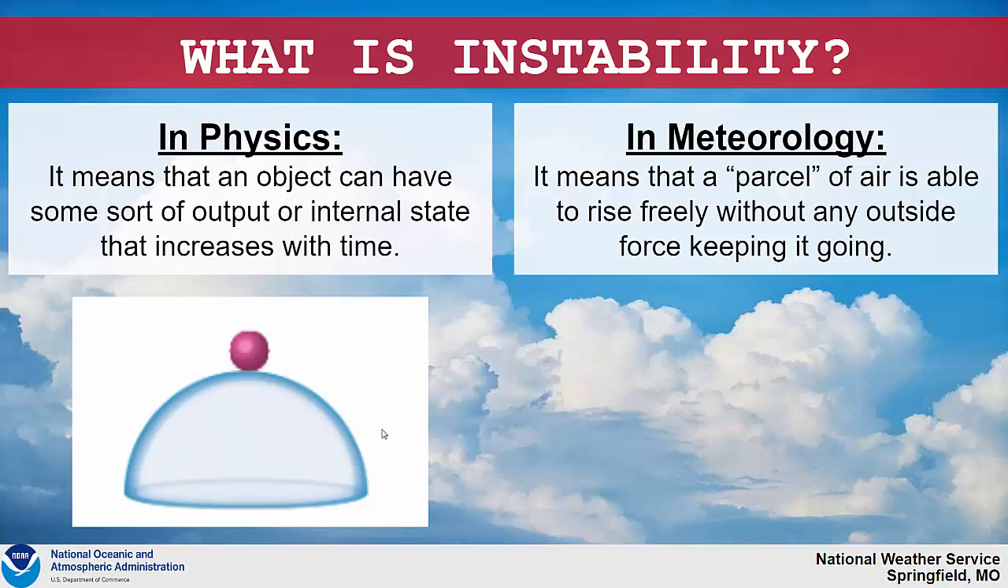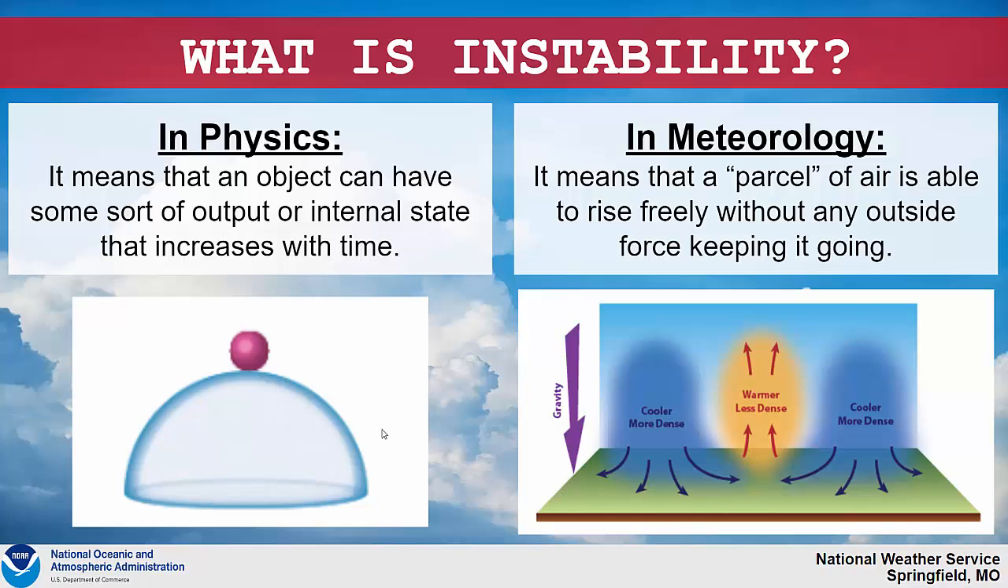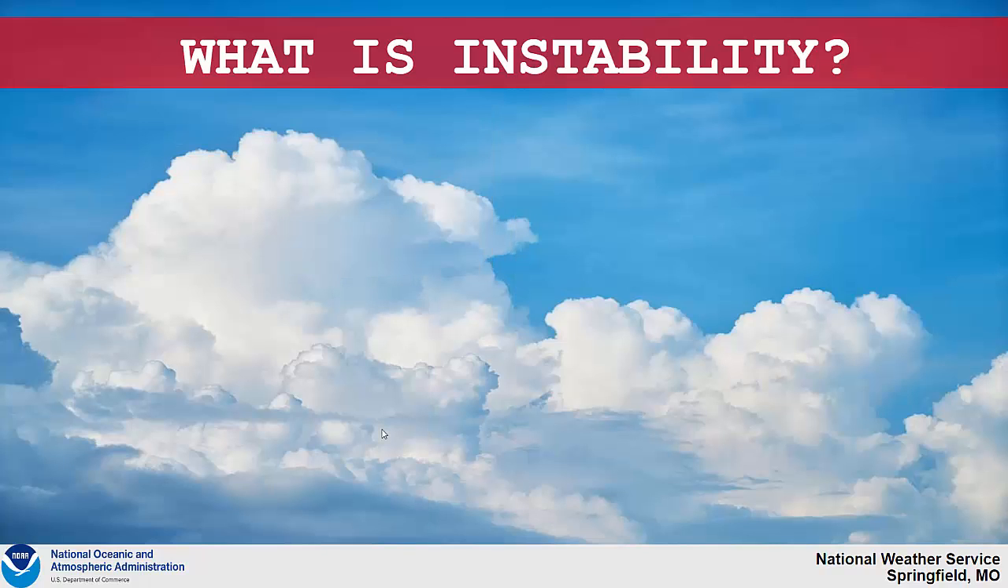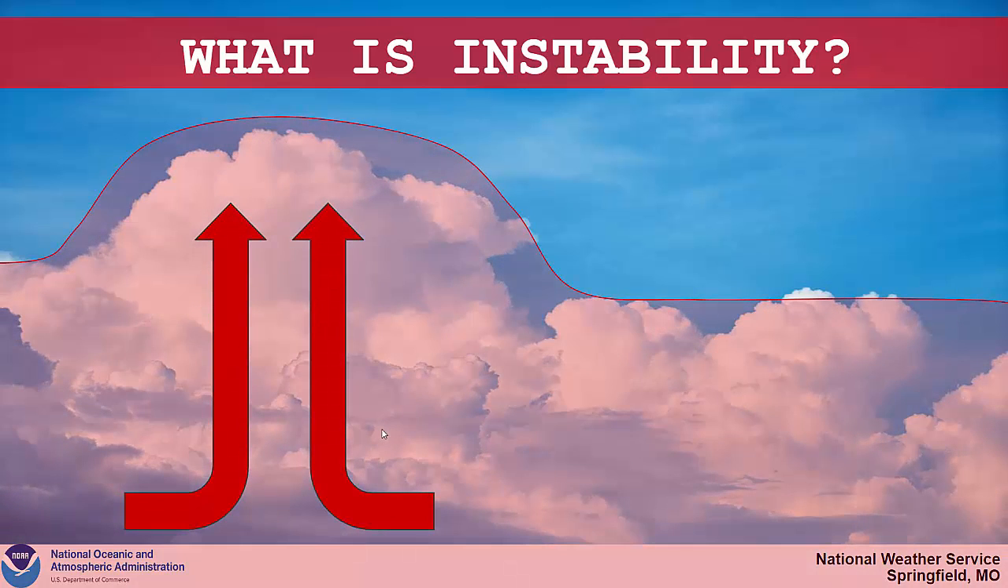In meteorology specifically, instability is the ability for a parcel, or in other words, a bubble, of air to rise freely without any outside force to keep it going, thanks to buoyancy. So in our case, if the air is warmer and less dense than the air around it, it will rise freely because it is more buoyant. You can relate that to something floating up to the surface in a body of water because it is less dense and more buoyant. And this cumulonimbus cloud here is growing because of instability. Warm air from the surface is rising and is able to rise freely as it's less dense and warmer than the environmental air surrounding it.